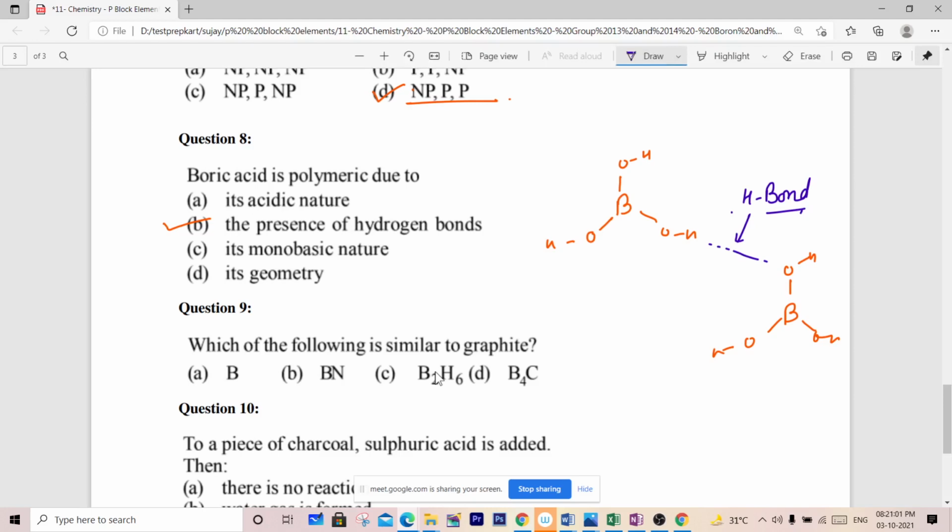Similar to graphite, boron nitride is similar to the graphite.